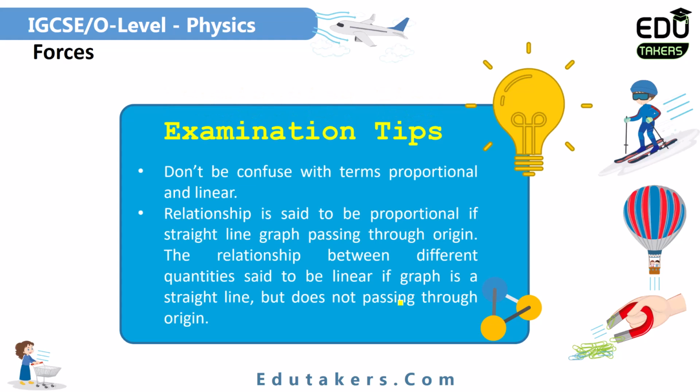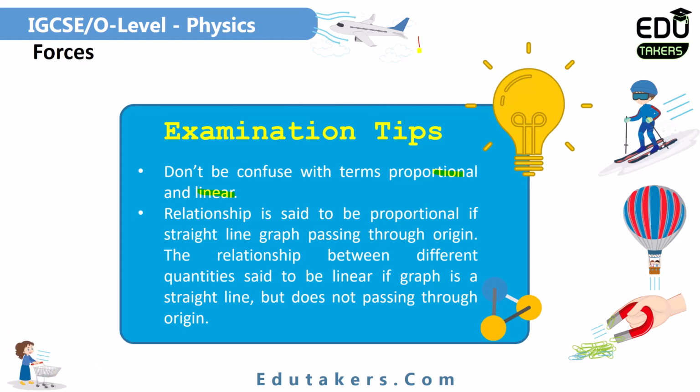Here is the examination tip. Don't confuse the terms proportional and linear. Both of these are different terms, so don't confuse them. I can simply say that when I have two quantities and these are proportional, what does this mean? It means that when you draw the graph between these quantities, you get a straight line and this line passes through the origin.